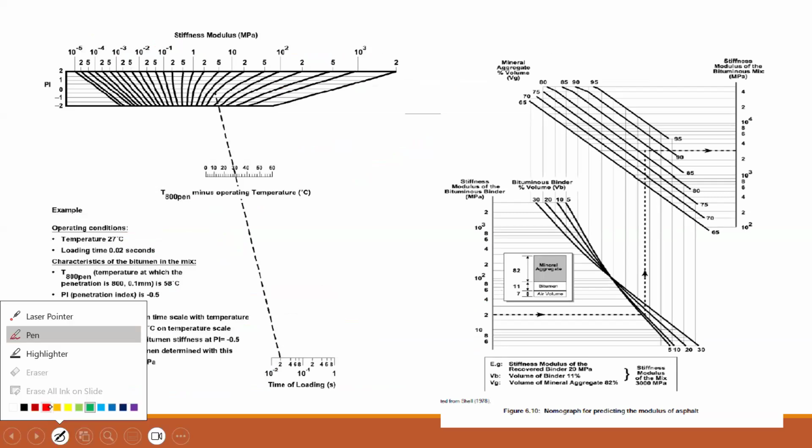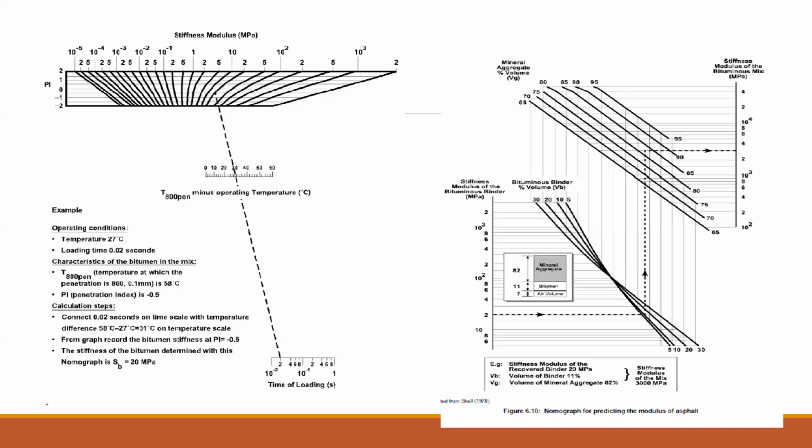Okay, here, this is what they are asking us to find: the stiffness or the modulus of the asphalt. So we are going to find this. To find this, we need to know three things. First is the aggregate volume percentage, binder volume percentage, and also the modulus of the binder. So if we know the volume percentage of aggregates, the volume percentage of the binder, and the modulus of the binder, we can find the modulus of asphalt.